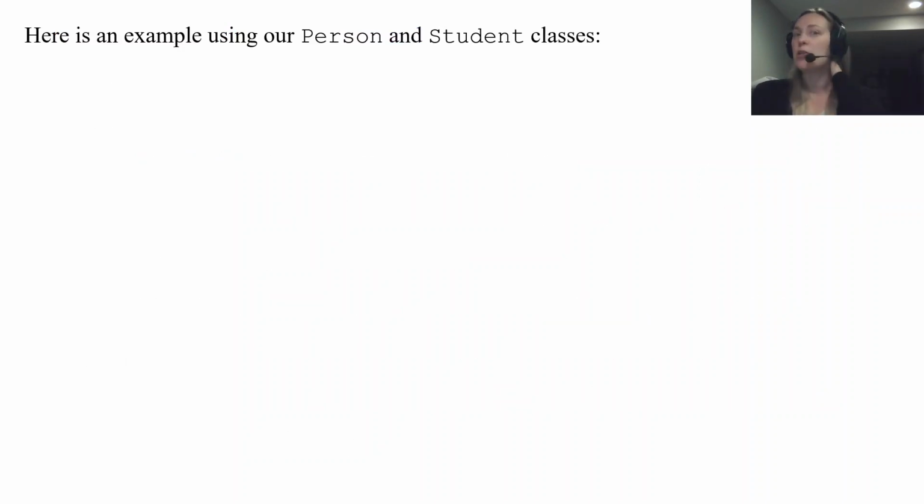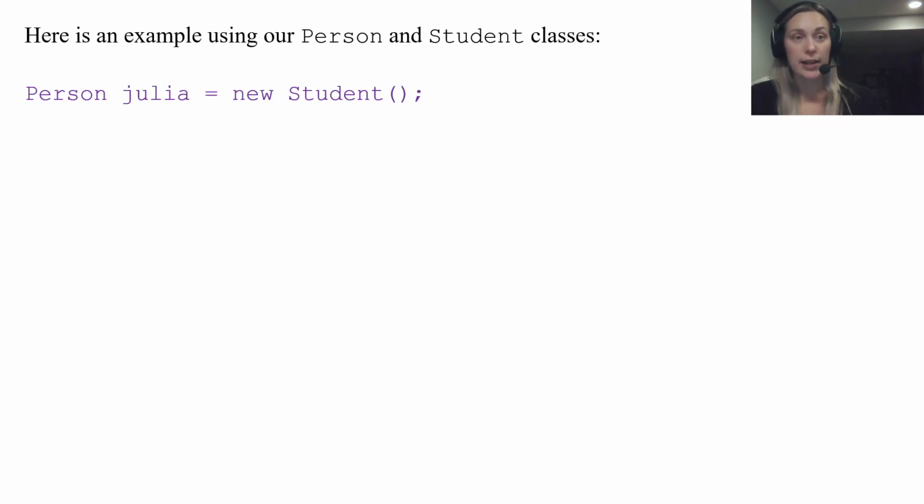I'm going to use our person, student, and AP student classes that we have been using throughout our unit, Inheritance. If you have that code, that sheet, I would get it out now just so we can refer to it. But here's an example of what an upcasting line of code looks like. There it is. Person Julia equals new Student. There's a couple things happening here.